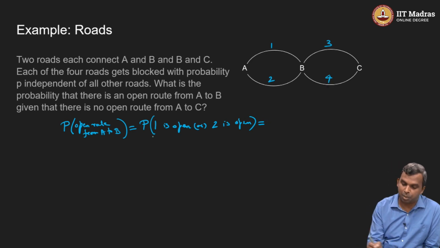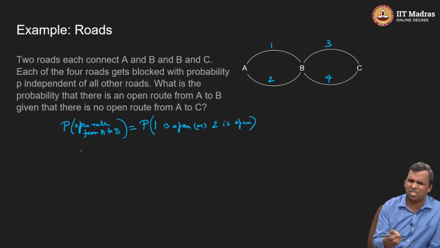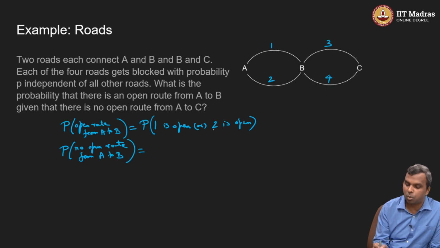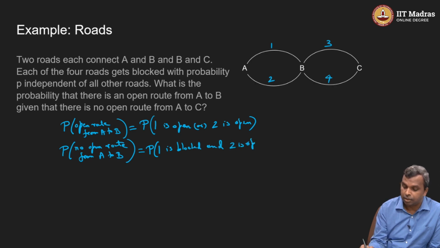So you can do this. Maybe I'll write it like this. You'll see the various ways to do this. I'll do it like this. Probability that there's no open route from A to B. This is actually easy to calculate, right? 1 is open or 2 is open seems very hard, but this is easy to calculate. 1 is blocked and 2 is blocked, right? Notice how this is working out.